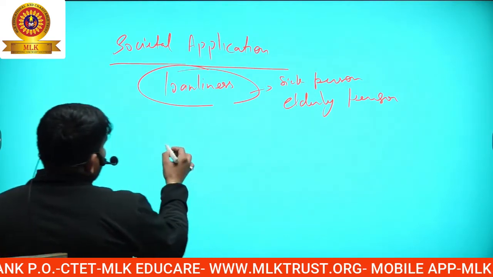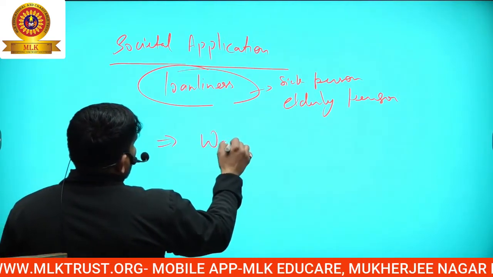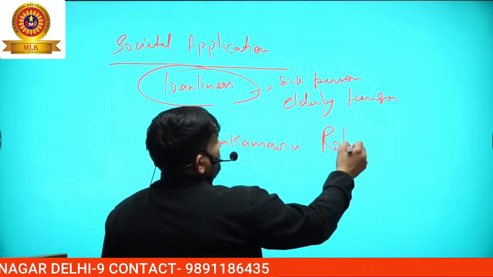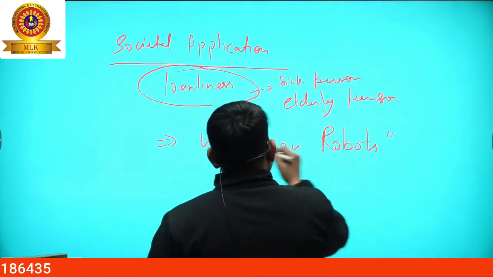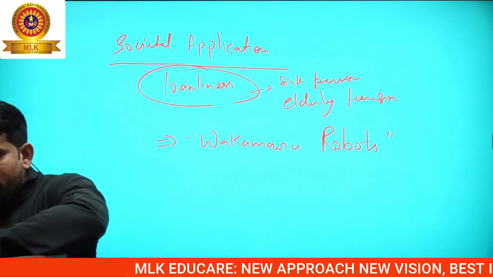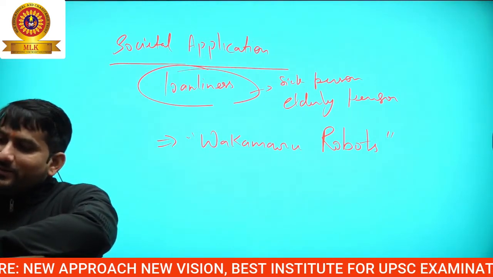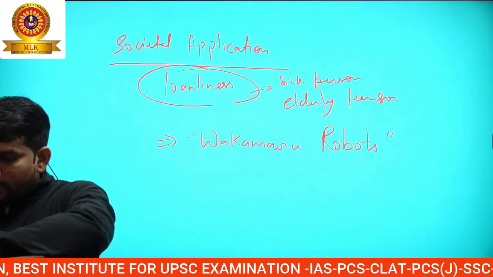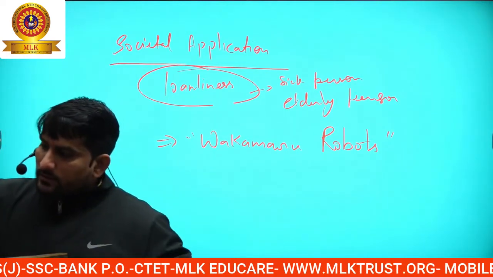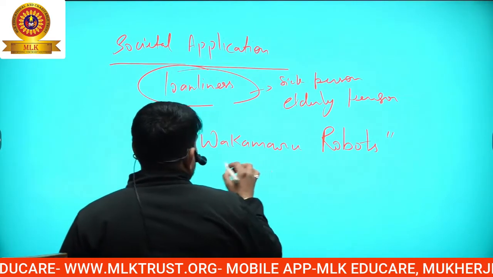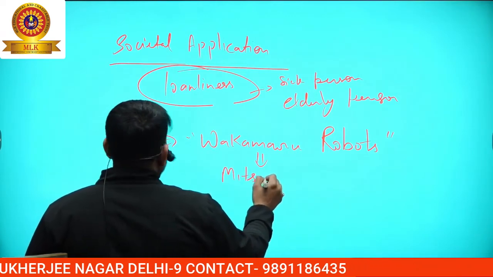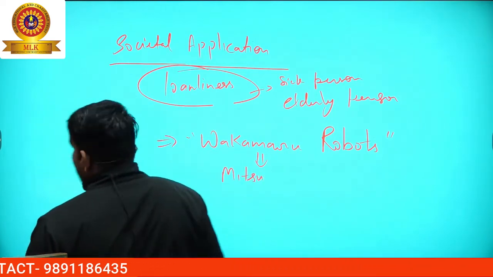Okay. The example is the Wakamaru robot. So the Wakamaru robot is actually designed by a Japanese company. Everyone knows Japanese companies. There is the Japanese company Mitsubishi. Which company? Mitsubishi.